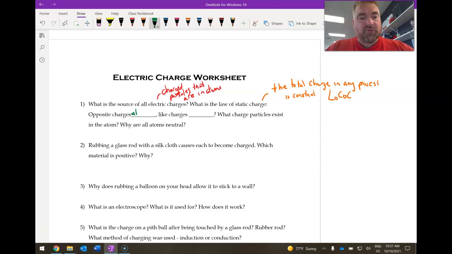Now, this next part, opposite charges. Opposite charges will attract, and like charges will repel each other. So opposites attract, likes repel. You've probably heard that in the past. The opposite people attract. It goes with charges as well.